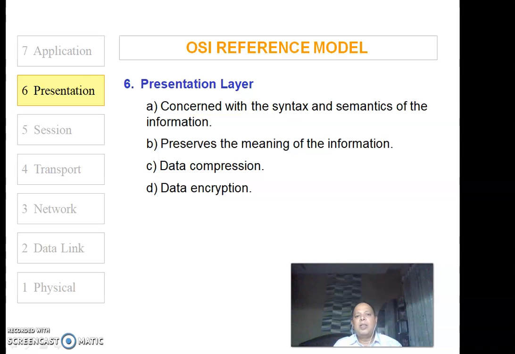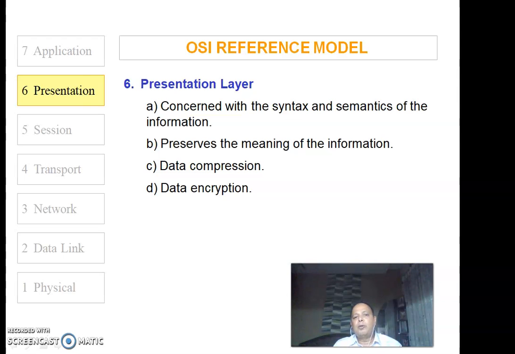The presentation layer basically concerns the syntax and semantics of the information. We have seen that just prior to the application layer, where we operate the network, like the browser or the user interface, the data to the application layer is given by the presentation layer. So it basically deals with the syntax and semantics of the information. It preserves the meaning of the information, right? And therefore data compression and encryption are the two functions handled at this particular layer.